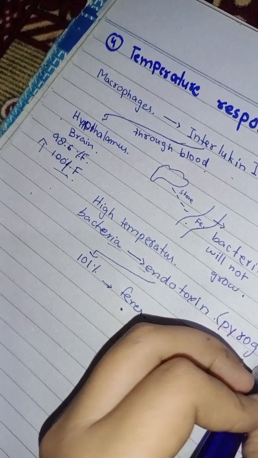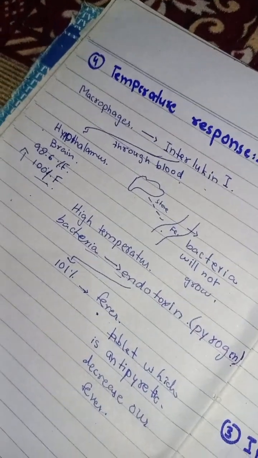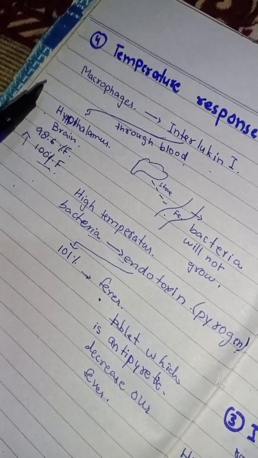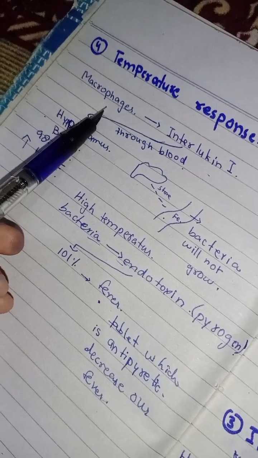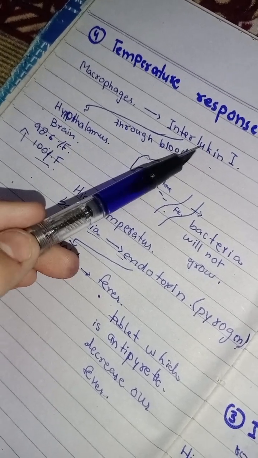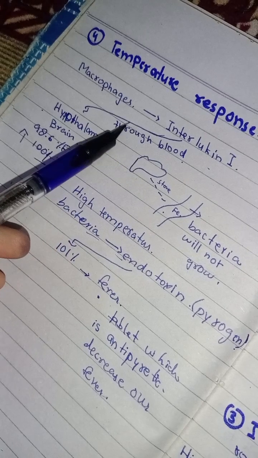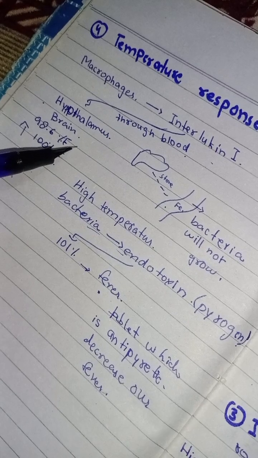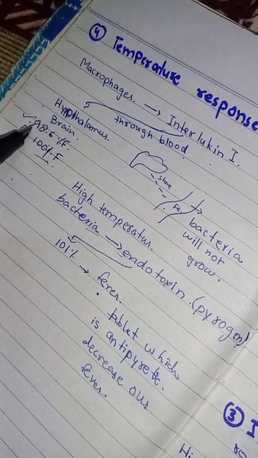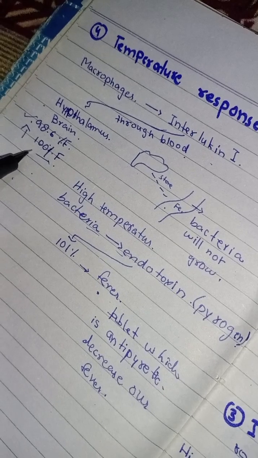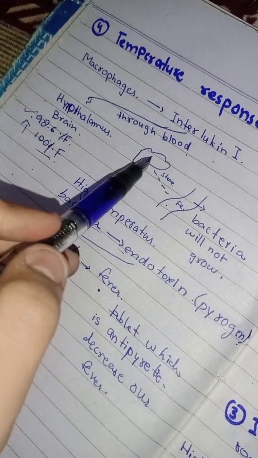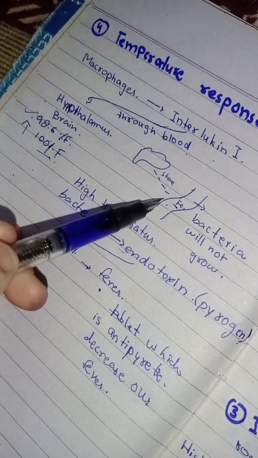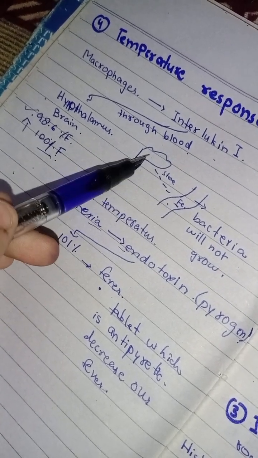This is also known as pyrogen. Okay, let me give you an overview. Here we have the macrophage which we discussed in the previous lecture. Macrophage releases a chemical known as interleukin 1, which goes through the blood into the hypothalamus in the brain and increases the temperature from 98.6 up to 100. Then in the blood we have iron. Due to the increase in temperature, iron will move into the liver and be stored there.